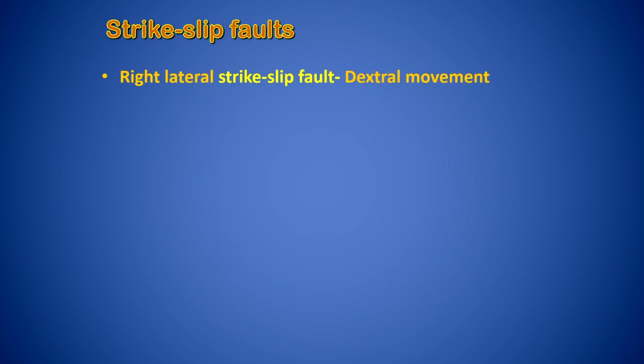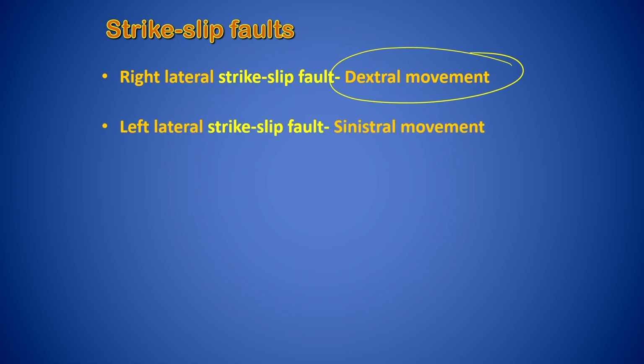Now, strike slip faults, as we have discussed, show two senses of movement. One is the right lateral, if the block is moving towards you, and that is termed as dextral slip movement. This is the term used for right lateral strike slip, whereas for left lateral strike slip, when the left block is moving towards us, we call that a sinistral movement.